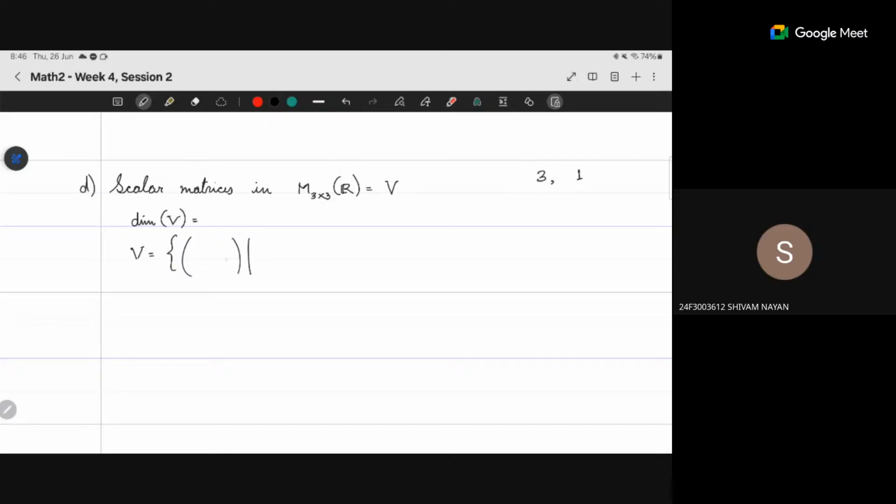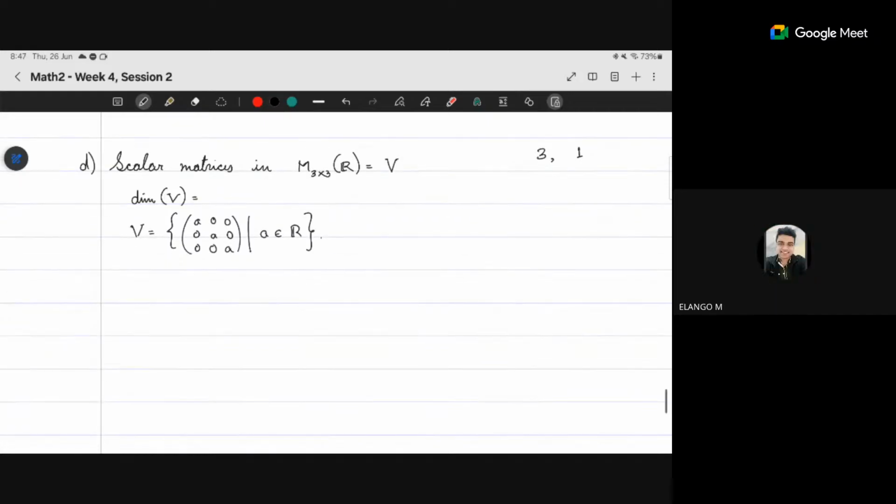Sir, A 0 0, 0 A 0, 0 0 A. And A is free to be in real numbers. So as soon as you see this, how many free variables are there? How many degrees of freedom? There's really only one variable. But to see actually that is the case, can you give me a 1-element set which is a basis for this space?